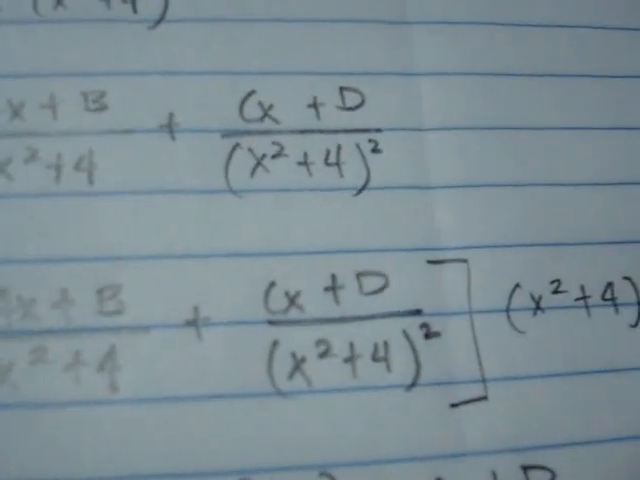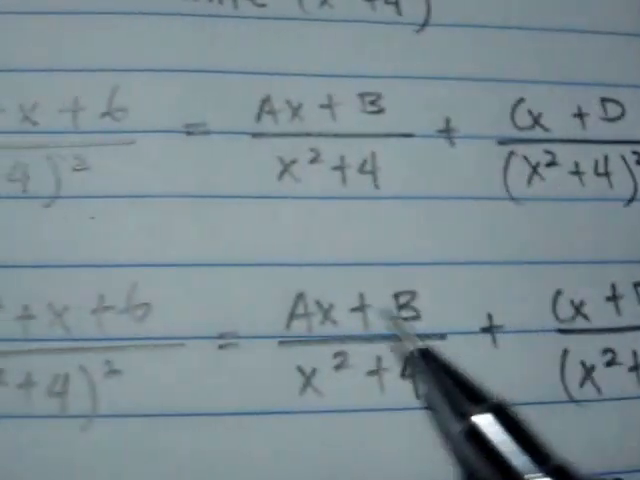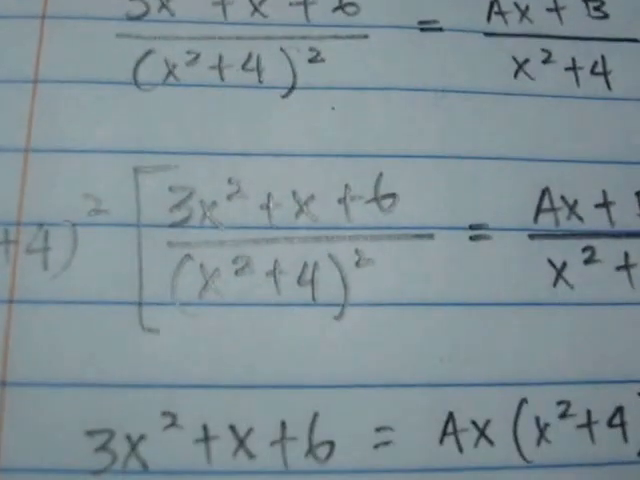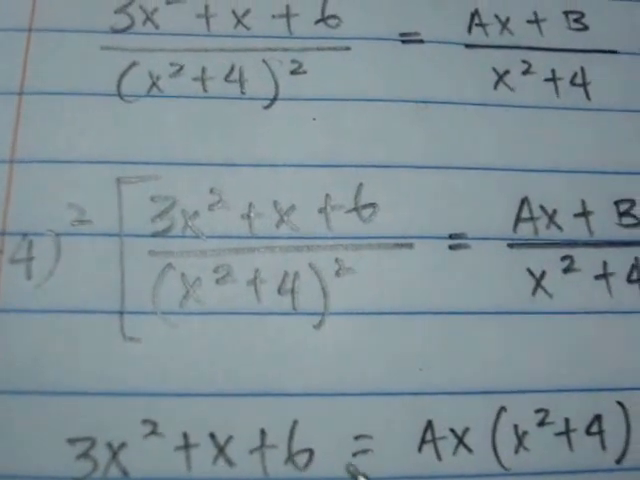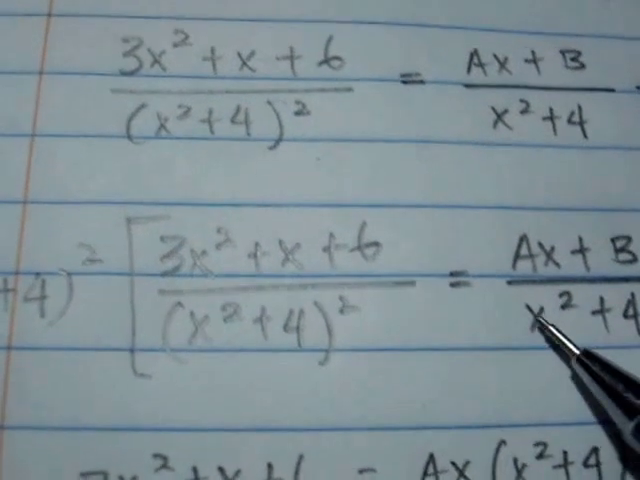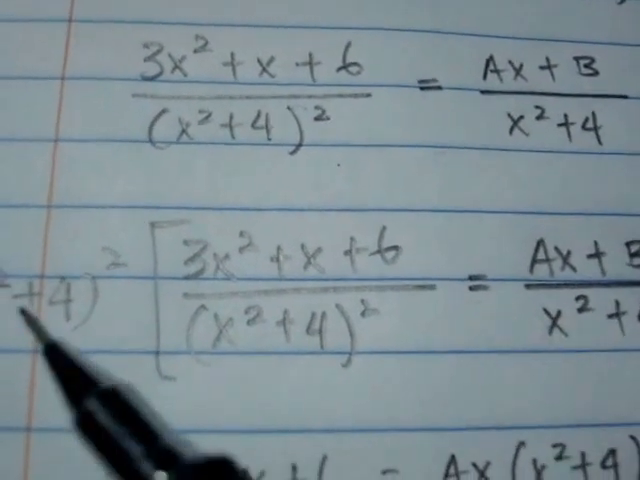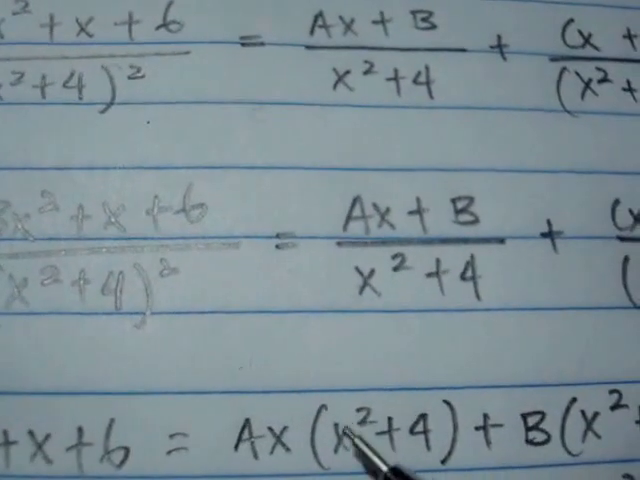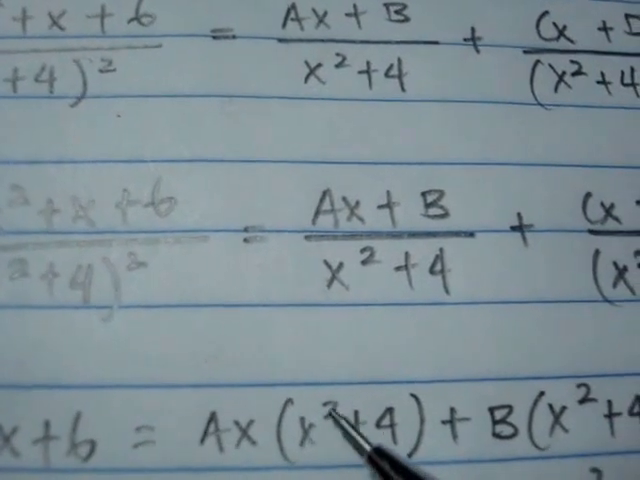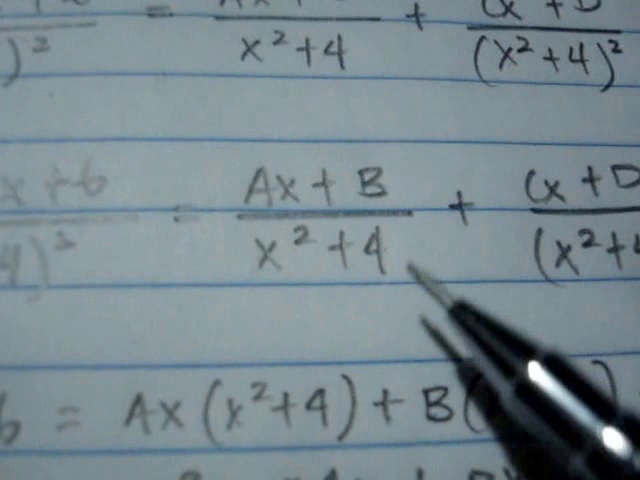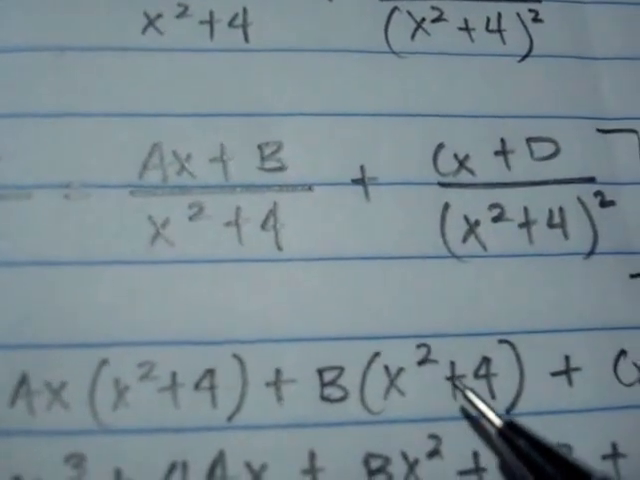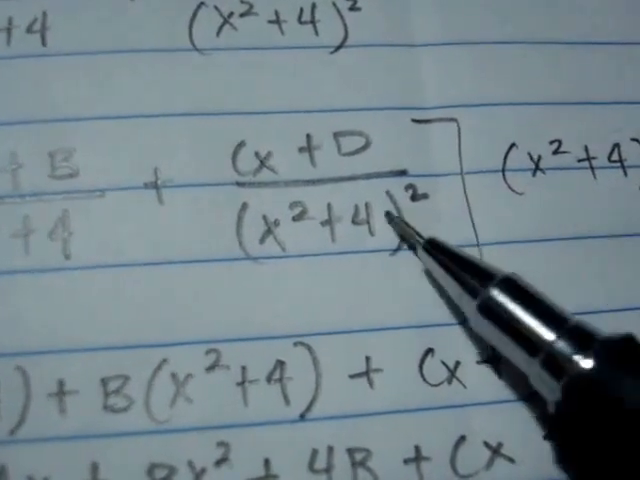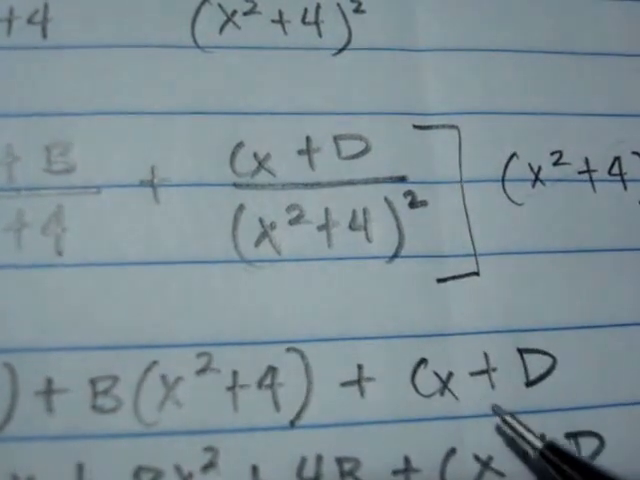And on the right hand side, you also write it like this. So you simplify it. This one cancels with this one. So you are left with 3x squared plus 4 plus 6 equals this expression, which goes into this expression by 1. So you multiply the ax by the x squared plus 4. As for the b, you also multiply by x squared plus 4. As for this one, this one cancels with this one, so you are left with cx plus d.